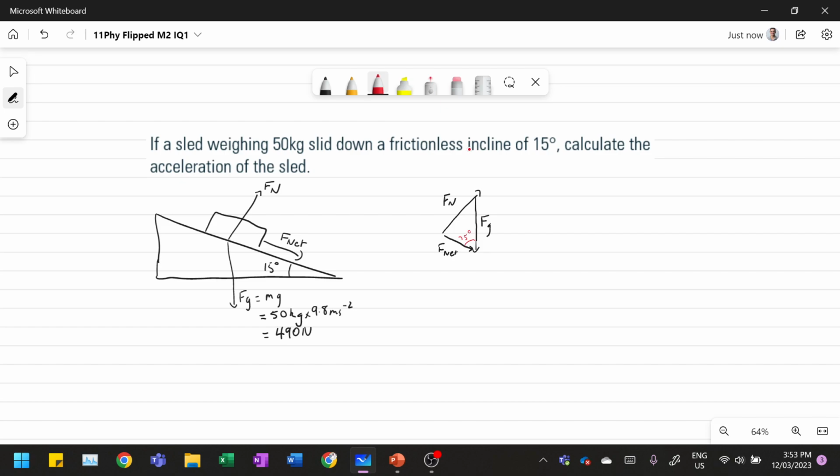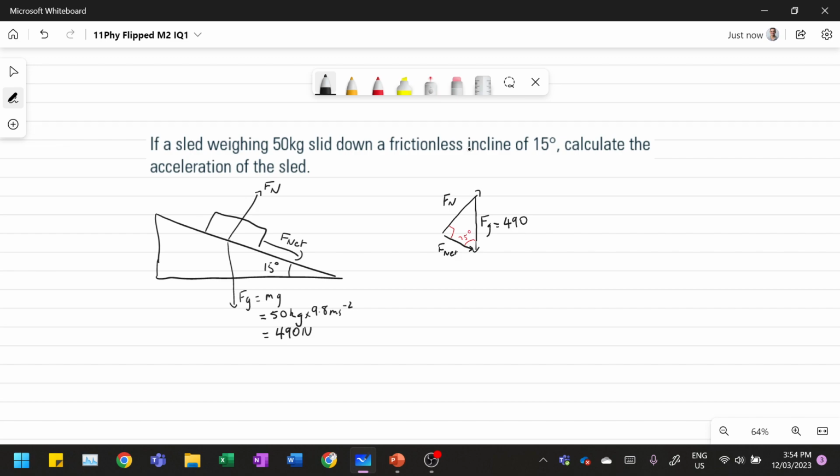Another assumption that we can make about these angles is that Fn and Fnet are going to be perpendicular to each other. That is because Fn is always perpendicular to the surface that the object is on, and we already said that Fnet was parallel to the surface, making them effectively perpendicular. Now, with this information, we can solve using right-angled trigonometry. We know that Fg is equal to 490, and that's going to be the hypotenuse of the triangle. We want to find Fnet, which will be adjacent to our non-90 degree side.